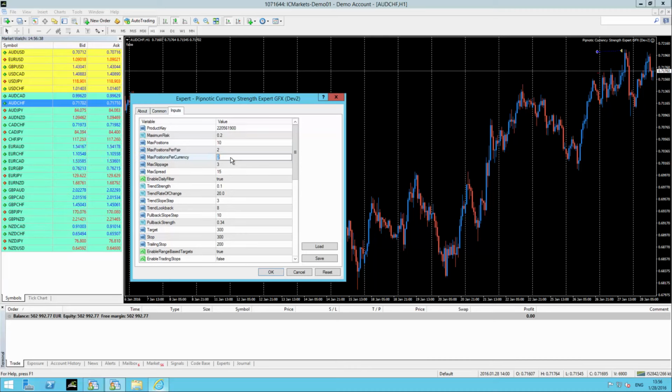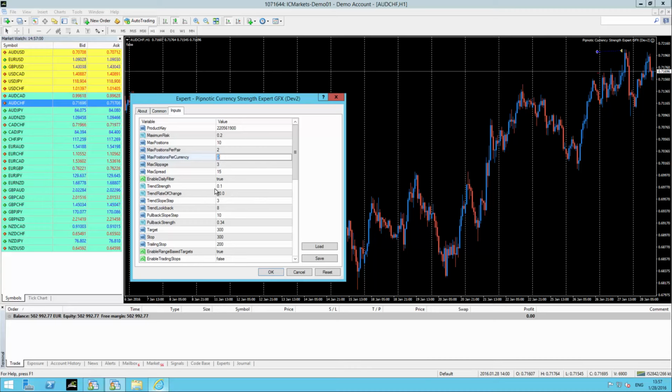I can also tell it not to overexpose itself to specific currencies. So when I say 2, this means it can have 2 positions open which are exposed to the same currency. It will have, for example, a pound US dollar open and a euro US dollar open, and if it qualifies the dollar Swiss franc, it won't take it until one of the other positions is closed. And then we have a few other filters here.